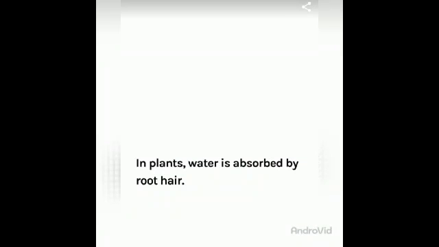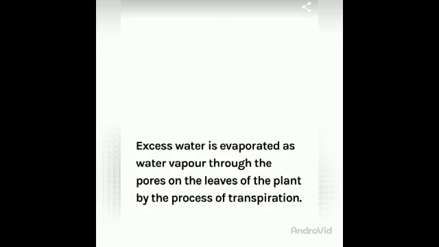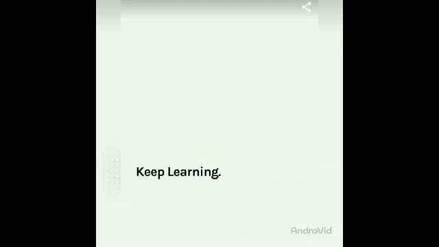Let's do a revision. In plants, water is absorbed by root hairs. Xylem transports water from roots to stem and leaves. Phloem transports food from leaves to other parts of the plant. And excess water is evaporated as water vapor through the pores on the leaves of the plant by the process of transpiration.